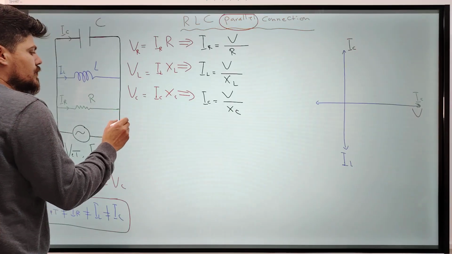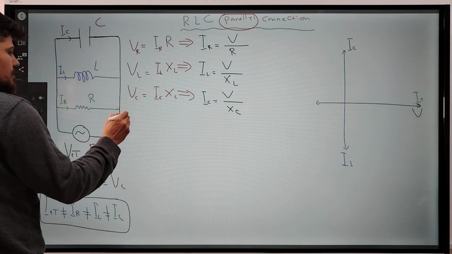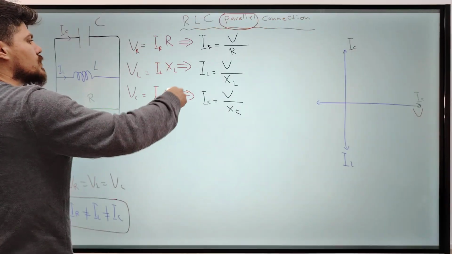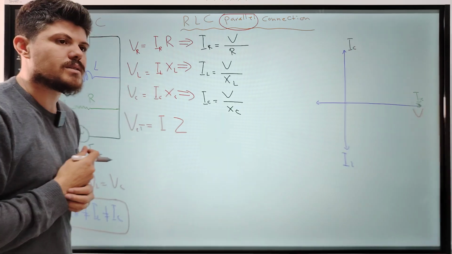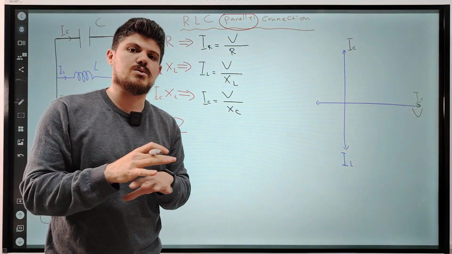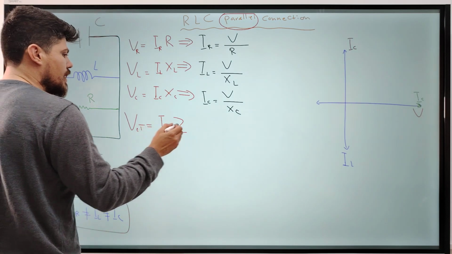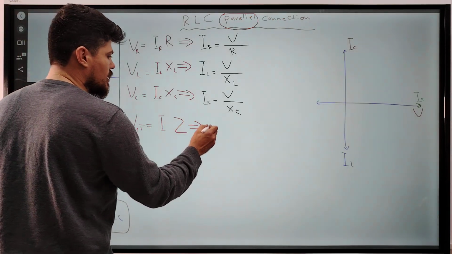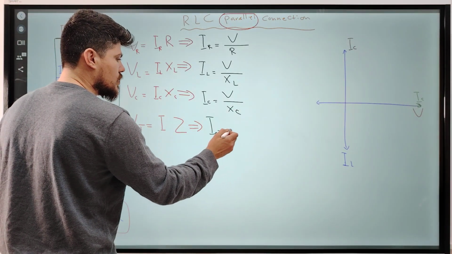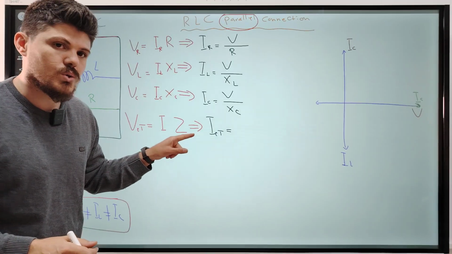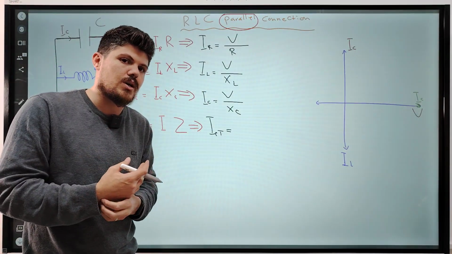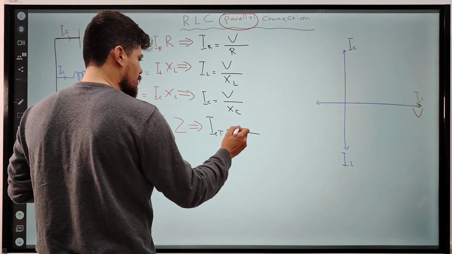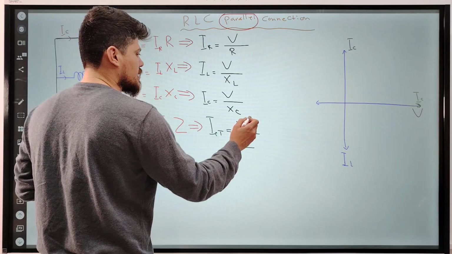So what about the V total? V total is equal to what? What is the total resistance? Is impedance. Okay, what is the total resistance? Is called impedance. Z is impedance. Okay, and if you rearrange the equation, you can find the current across the source. This is the effective current across the source, and also you can find the maximum current across the source. Okay, by Ohm's law is equal to V over Z.